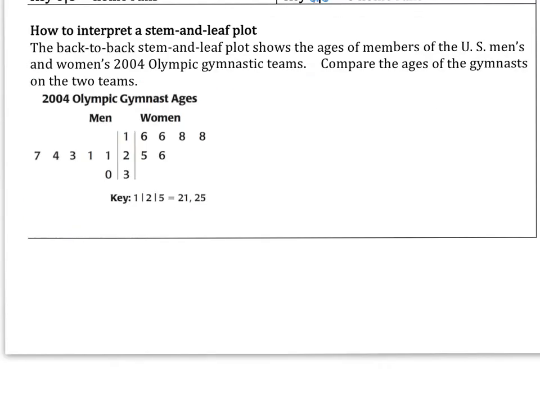Now I'm going to explain to you how to interpret a stem and leaf plot. The back-to-back stem and leaf plot shows the ages of members of the U.S. men's and women's 2004 Olympic gymnastic teams. Compare the ages of the gymnasts on the two teams. Okay, again, you see how this is being labeled as 2004 Olympic gymnast ages?